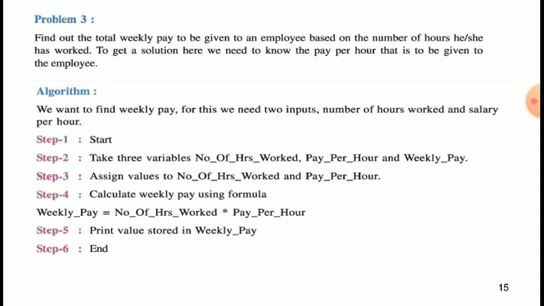Step number 1, start. Step number 2, take 3 variables: number of hours worked, pay per hour and weekly pay. Step number 3, assign values to number of hours worked and pay per hour. Step number 4, calculate weekly pay using the formula: weekly pay equals number of hours worked into pay per hour. Step number 5, print the value stored in weekly pay. And step number 6, that is the end of the algorithm.